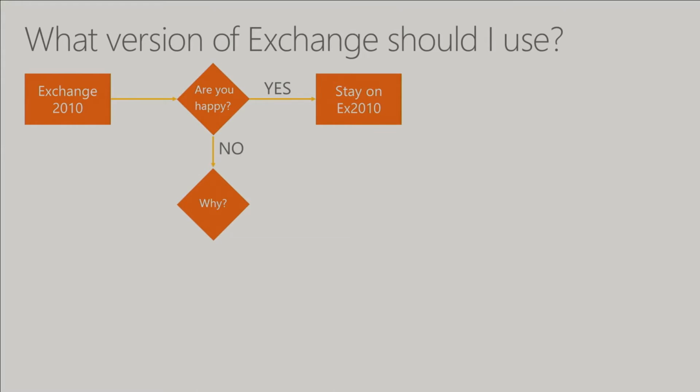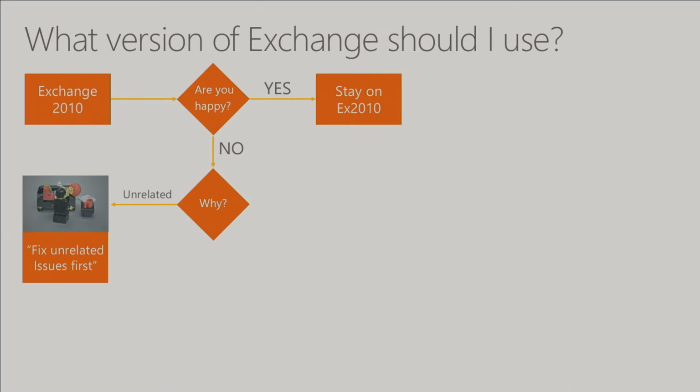If you're unhappy, then ask yourself a very important question. Why? Why are you unhappy? There can be many reasons. If it's unrelated, we'll fix those issues first. If it is related to your Exchange deployment, then fix those issues first. Which means if the Exchange 2010 server is underperforming, if you're having storage issues, if you're having God knows what issues, certificate issues, fix those problems first, right?